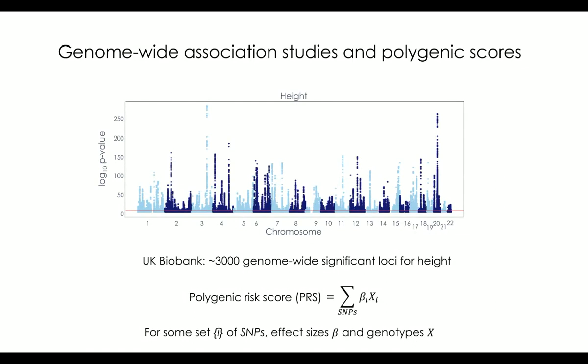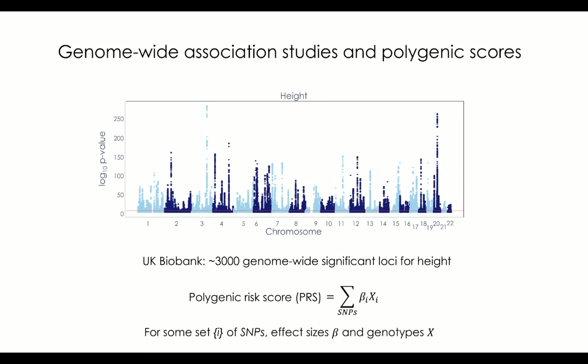Now, as I said, we can conduct very large genome-wide association studies of height, and in the UK Biobank, there are somewhere around 3,000 independent genome-wide significant loci. But of course, the effect size at each one of these loci is tiny, on the order of plus or minus 1 to 2 millimeters. So knowing your genotype at any one of these loci doesn't really tell you very much about your phenotype.